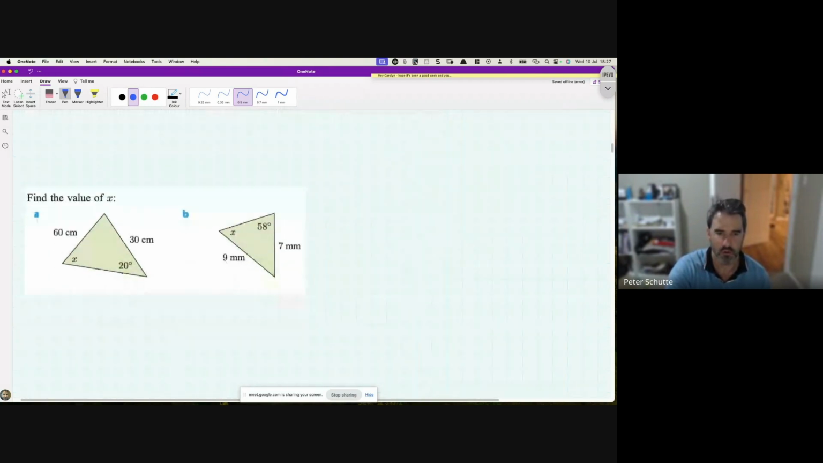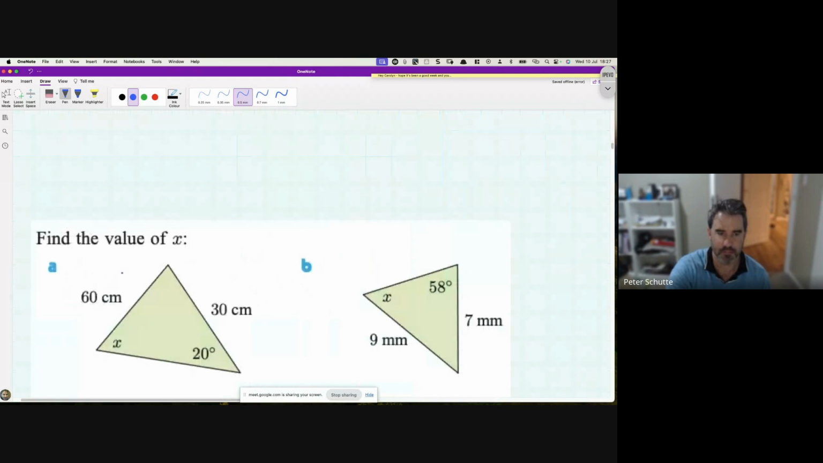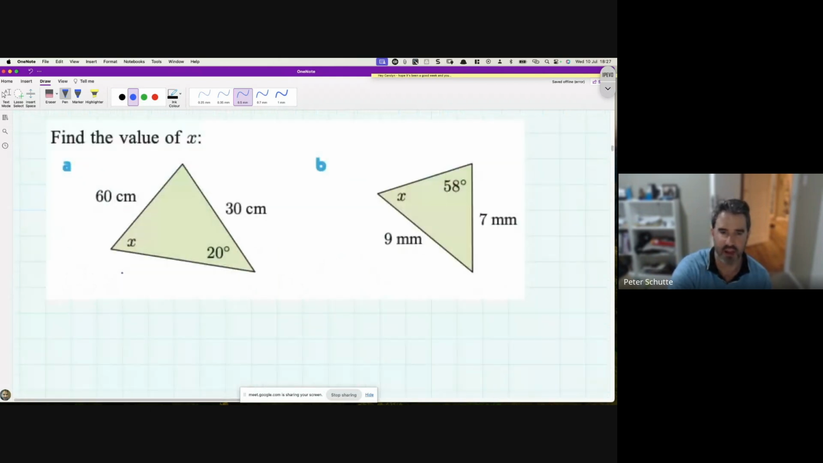Why don't you find me the size of angle X over here in this one? We'll ignore this one for here for now, but let's see, can you do this question all by yourself and figure out what this angle X is? Over to you guys and girls.